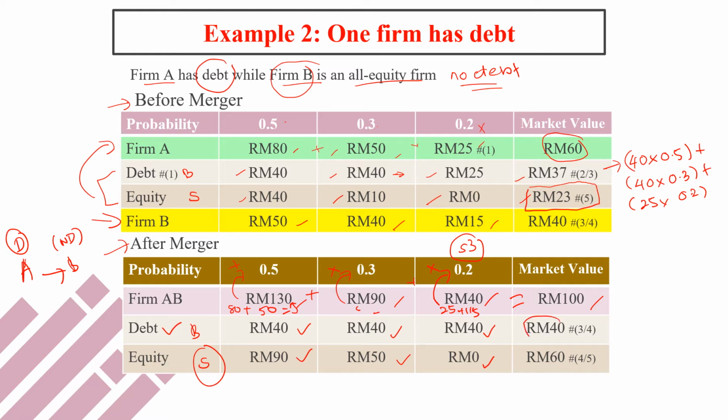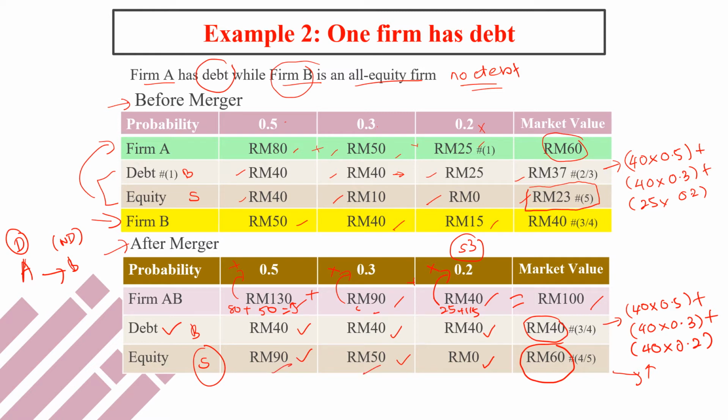And how you get this? Cara yang sama. 40 times with 0.5, 40 times with 0.3, and 40 times with 0.2. You akan dapat RM40. And this one also the same thing. Macam you buat macam ni. Cuma dari segi amount dia je yang lain.